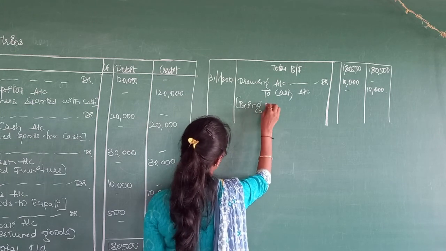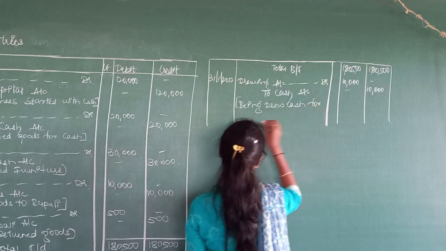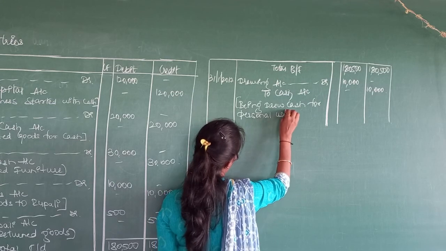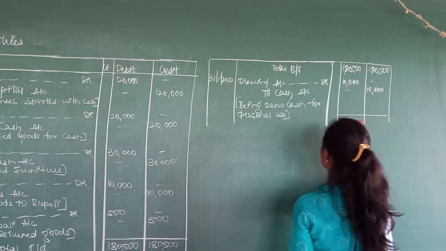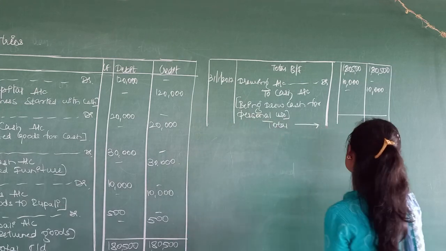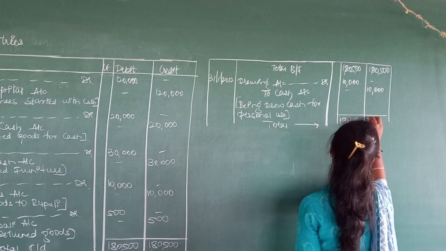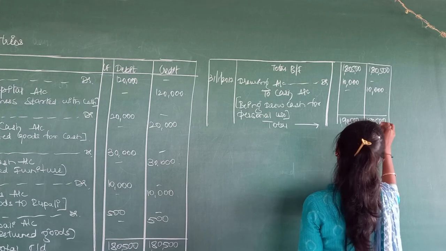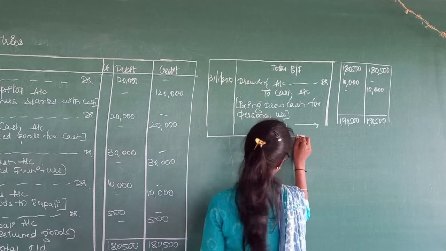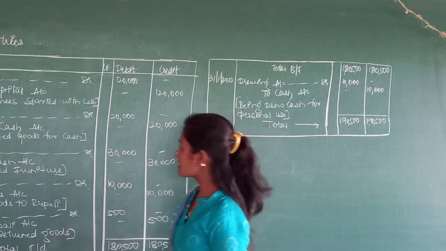Being drew cash for personal use. Right? So total 1,80,500 plus 10,000, 1,90,500. Yes, so this is the journal entry here.